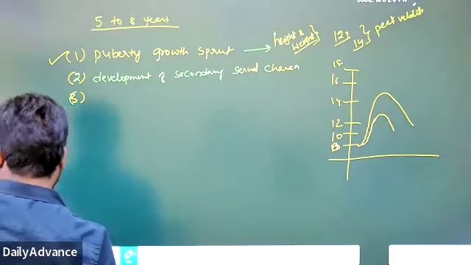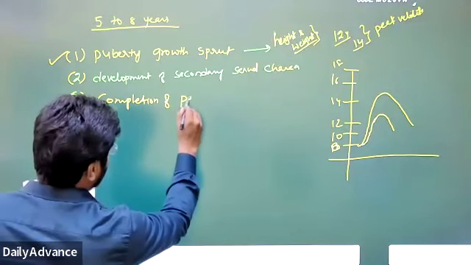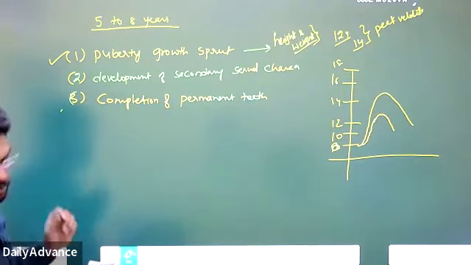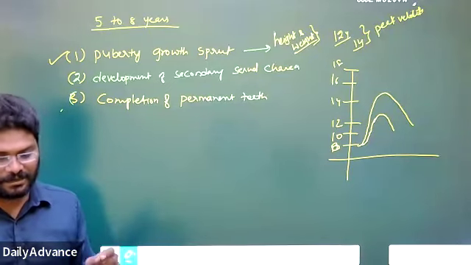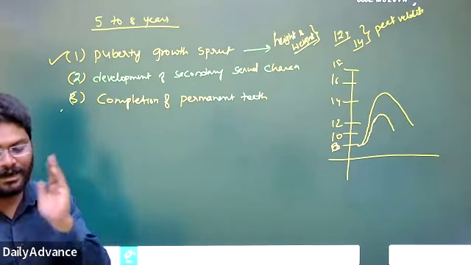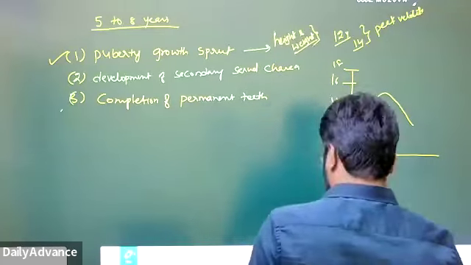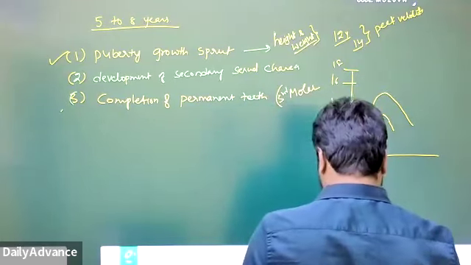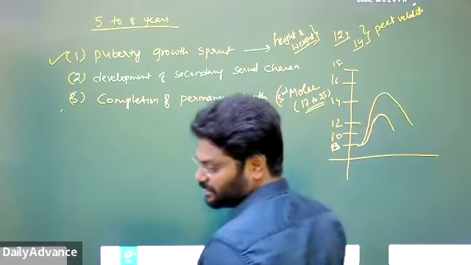And third one, you can see completion of the permanent teeth. In late childhood, the eruption of the permanent teeth begins, but the completion of all the permanent teeth comes in the adolescent years only. By the time of complete adolescent years, all the permanent teeth have appeared in an individual except the third molar, which appears at the age between 17 years to 25 years. So generally the third molar appears at the age of 21.